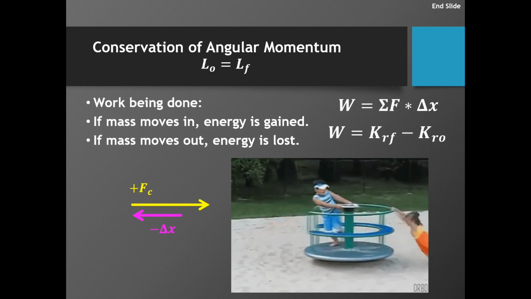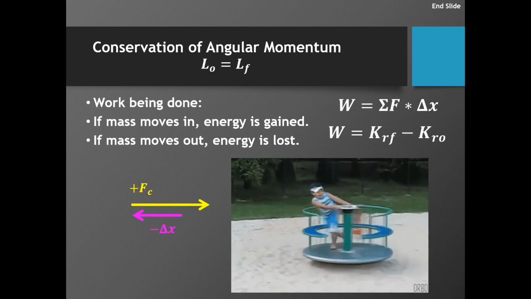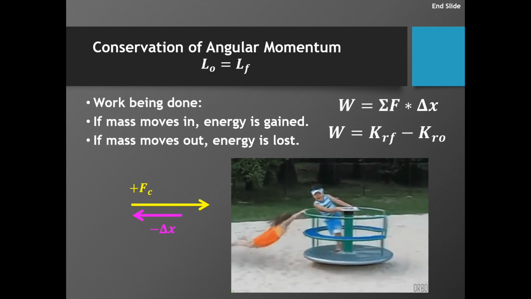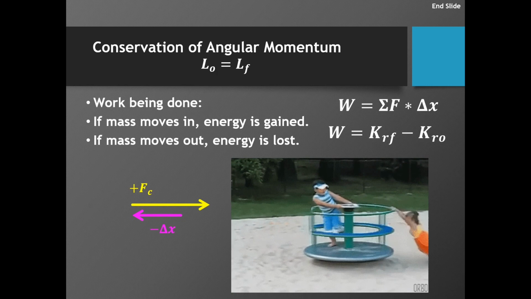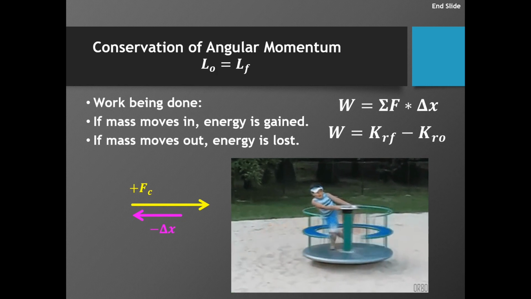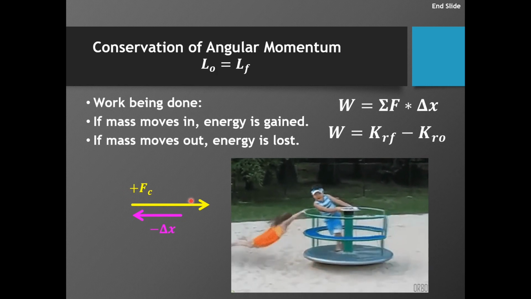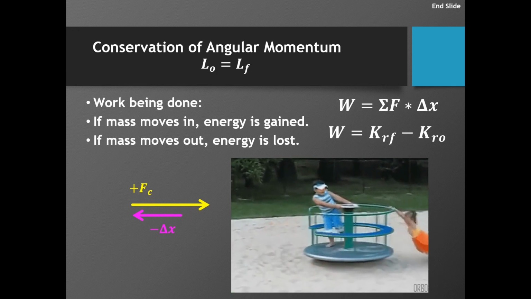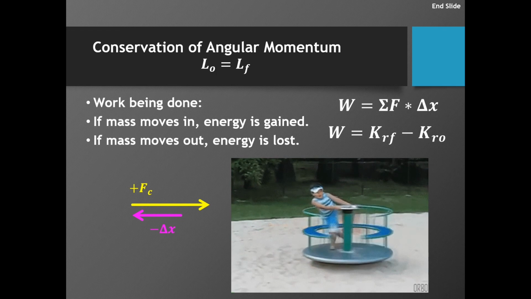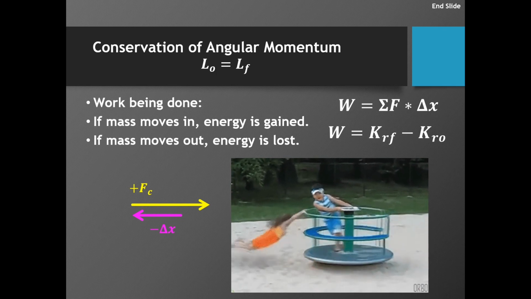So even though the child is starting 2 meters out from the center going to 3 meters out, if the child wasn't on the merry-go-round at all, they would move away from the merry-go-round. So it's still a center-seeking force, but the displacement is outward. So as the mass moves outward, that means the work done is going to be negative. You're going to have a negative change in rotational kinetic energy.